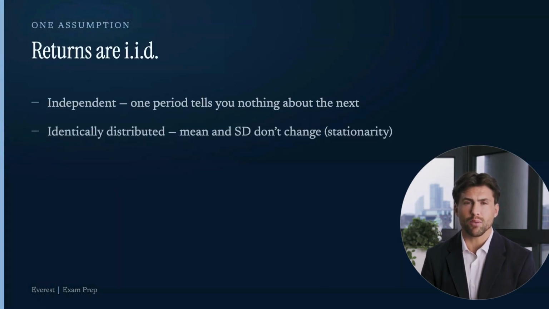All of this rests on one assumption worth naming, that one period returns are independently and identically distributed, or IID. Independent means one period's return tells you nothing about the next. You can't predict tomorrow's return from today's. Identically distributed means the mean and standard deviation don't change from period to period, a property called stationarity. Break either half of that assumption, and you can't just add periods together the simple way we're about to.